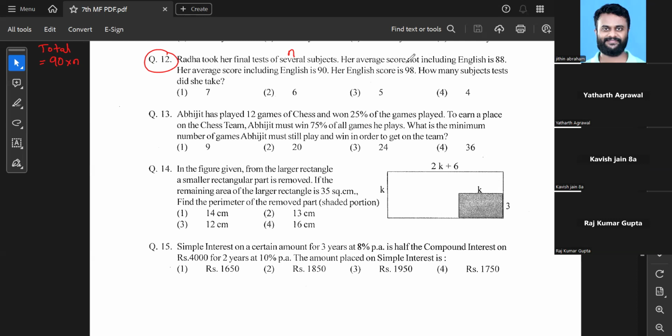Now, her average score, not including English, is 88. The total score except English is the average multiplied by the total number of subjects. Average is 88 multiplied by the total number of subjects, which is previously n minus 1, because we are not including English. I hope this is clear.